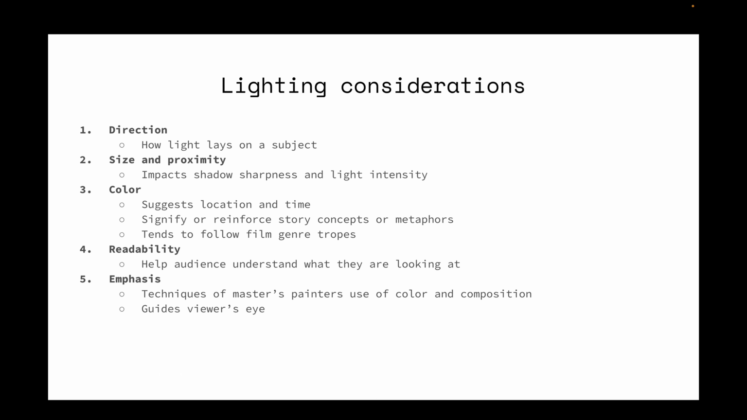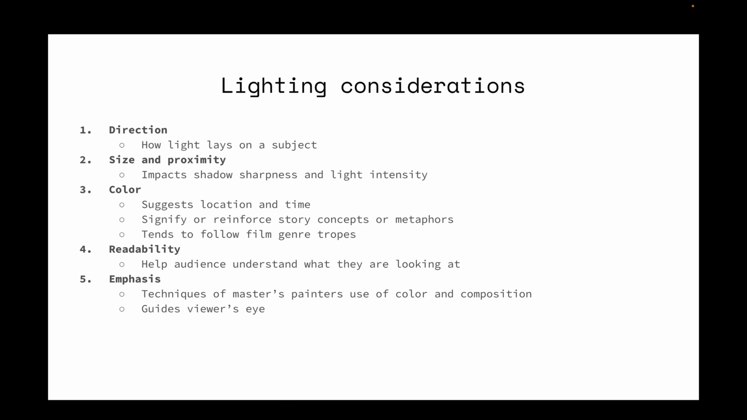Here are some major lighting considerations that will help you design the light within your 3D scene. Direction refers to how light lays on a subject. Size and proximity refers to how close and how large a light source is from the objects that it's illuminating. That will impact things like shadow sharpness and how intense a light will be.